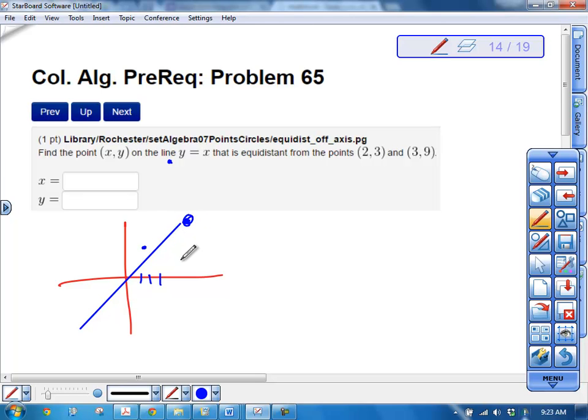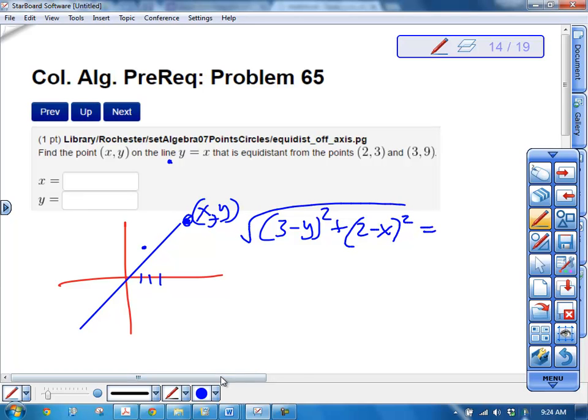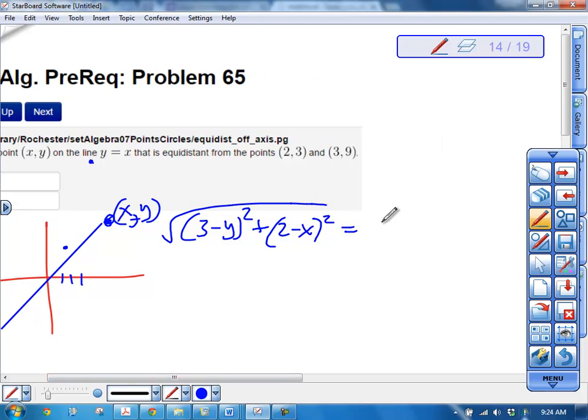Now, to do it, I'm not going to use a graph. I'm going to use my knowledge of the distance formula. I'm going to call this point xy, wherever this point is. And I'll just do the distance formula from this point to that point xy, and from this point to the point xy, and I'll just set those equal. So the distance formula between 2, 3 and this point would be the square root of 3 minus y squared plus 2 minus x squared. And the distance formula between 3, 9 and the point xy would be y minus 9 squared plus x minus 3 squared. Order doesn't matter when you're doing this as long as you stay consistent.